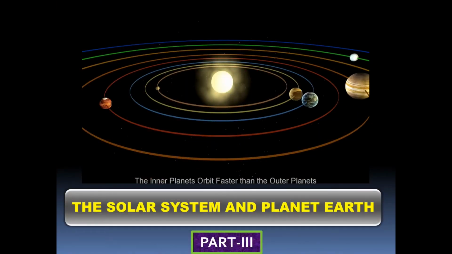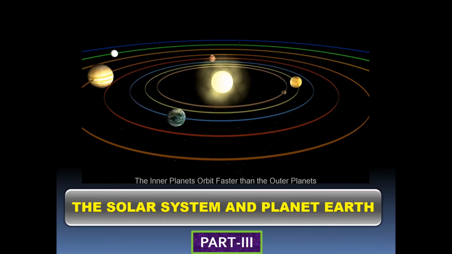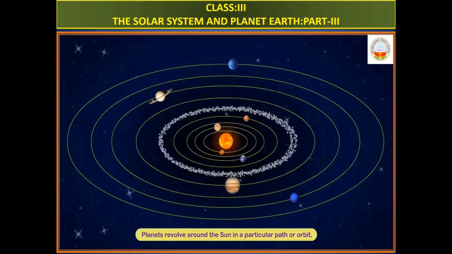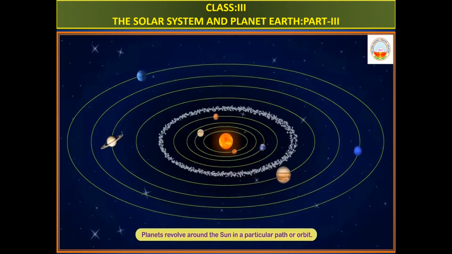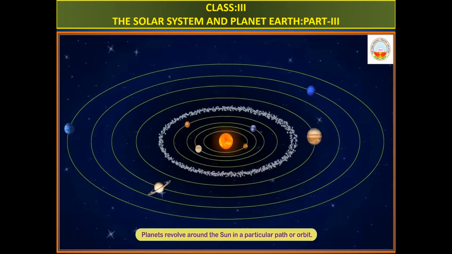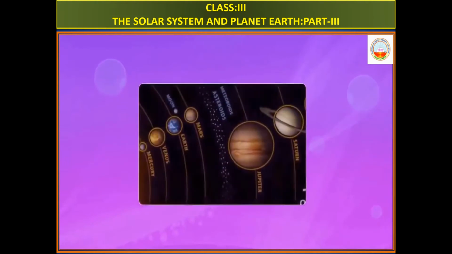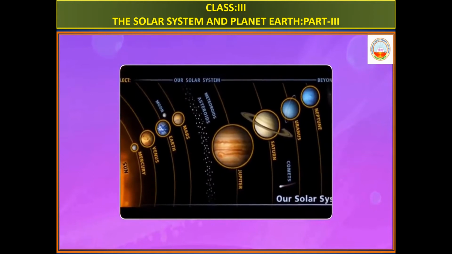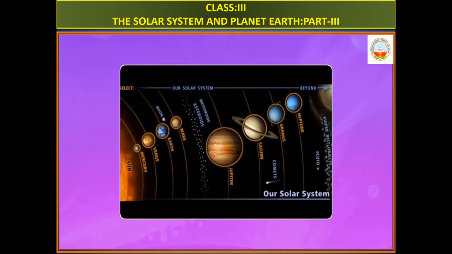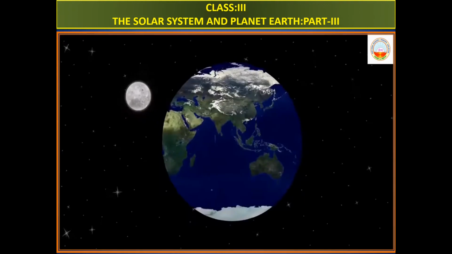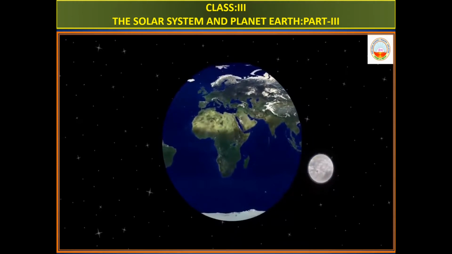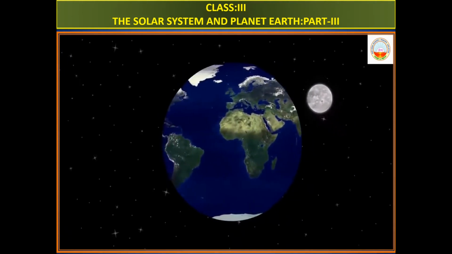Children, today we are going to learn the solar system and planet Earth, third part. Children, in the previous class, we have learned that planets revolve around the sun in a particular path or orbit. Children, let us learn more about the types of movements seen in heavenly bodies. We shall study the movements of the Earth and its natural satellite, the moon.